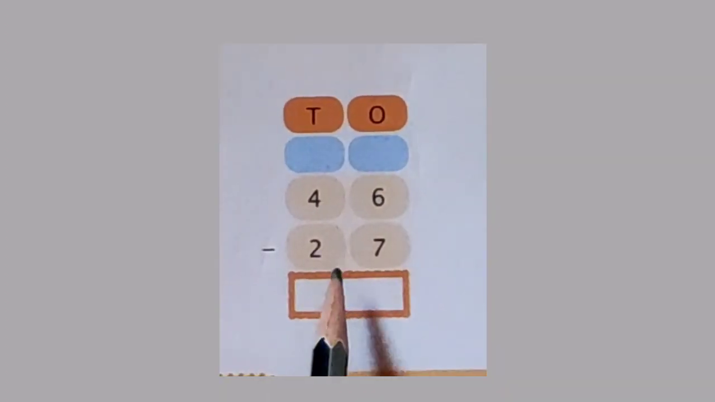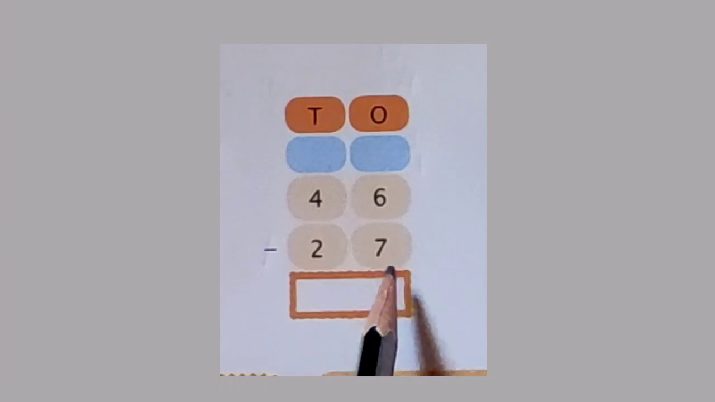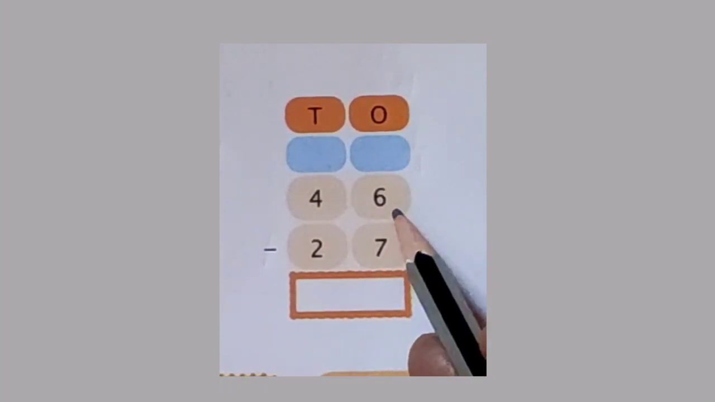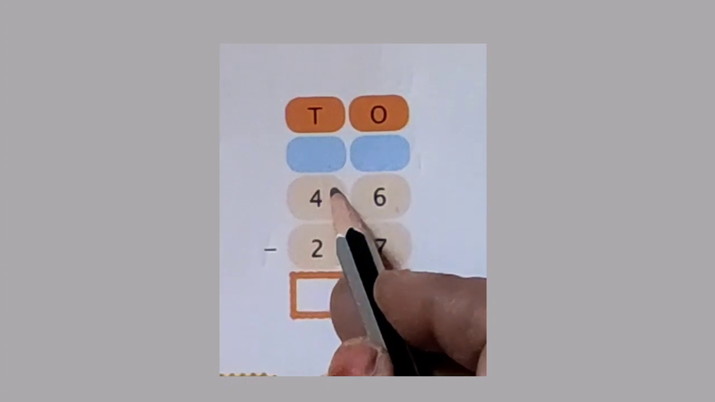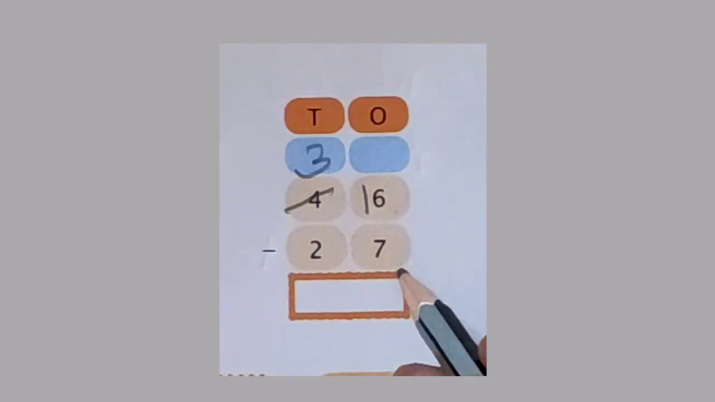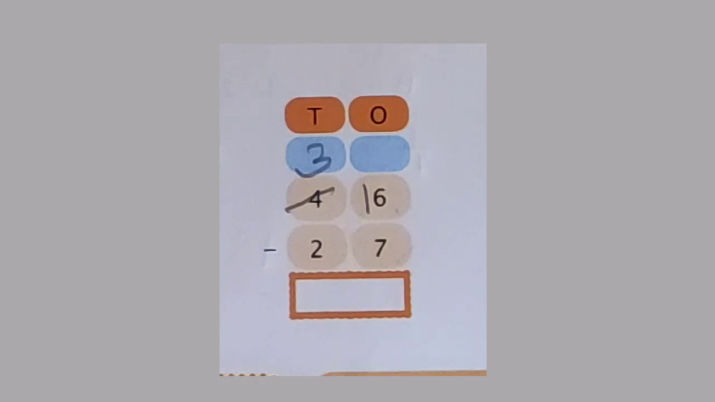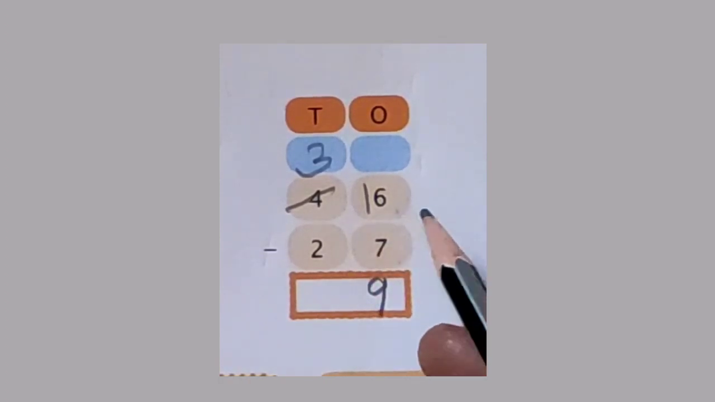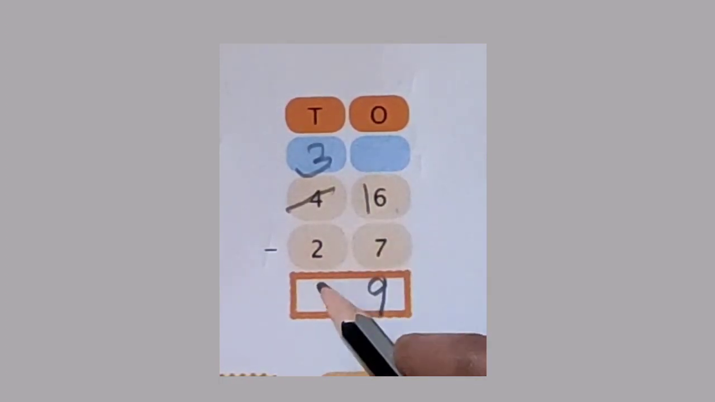Now let's move on to the next question, that is 46 minus 27. So in the ones place from 6 we cannot minus 7. So we borrow from the tens place. 4 becomes 3 and 6 becomes 16. From 16 you can minus 7 now. Start counting after 7 and stop at 16. After 7, 8, 9, 10, 11, 12, 13, 14, 15, 16. It is 9. Write down 9 in the ones place. Now 3 minus 2 is 1. So 1 in the tens place. So the difference we get is 19.